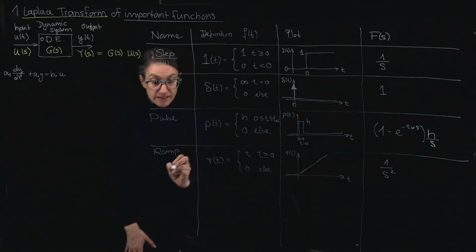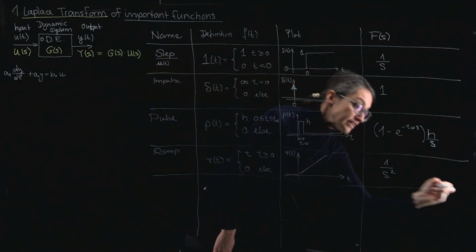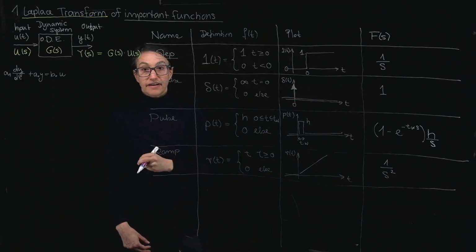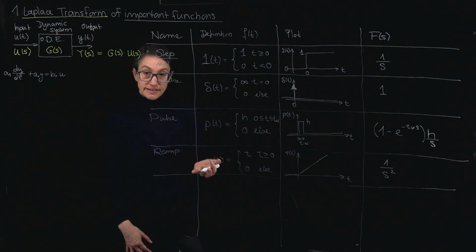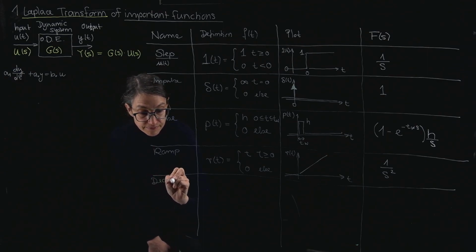All right, so these are possibly our input signals, and what we often have as output signals resulting from very simple processes such as first order processes are decaying exponentials.